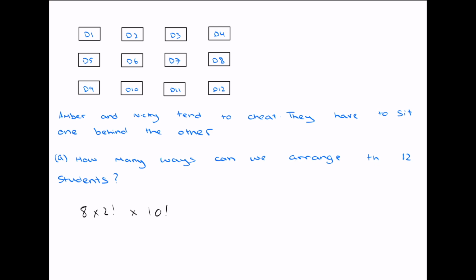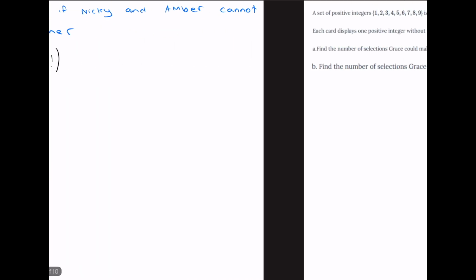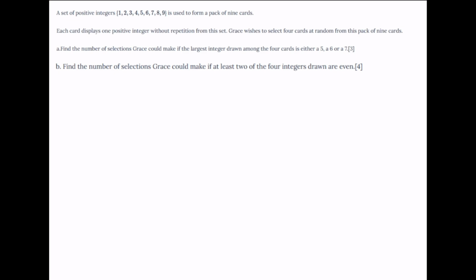And now let's go on to the final question, where we're going to have a string of numbers. So let's just read the question. A set of positive integers 1, 2, 3, 4, 5, 6, 7, and 8 is used to form a pack of 9 cards. Each card displays one positive integer without repetition from the set. Grace wishes to select 4 cards at random. So once we see select, we understand that's combination instead of permutation. Select 4 cards at random from this pack of 9 cards.